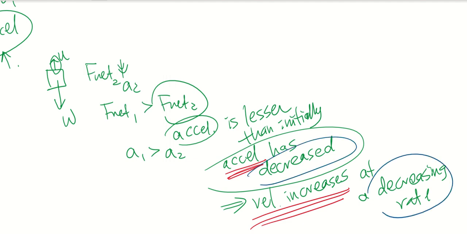Okay, so please be careful, because a lot of students initially during lesson when I ask them, hey, acceleration has decreased, they'll tell me, oh, velocity increases at a decreasing rate. But now I hear more and more students say, when acceleration decreases, the velocity decreases. No, it is not true. It's just that the velocity now increases at a smaller rate or lesser rate than before.